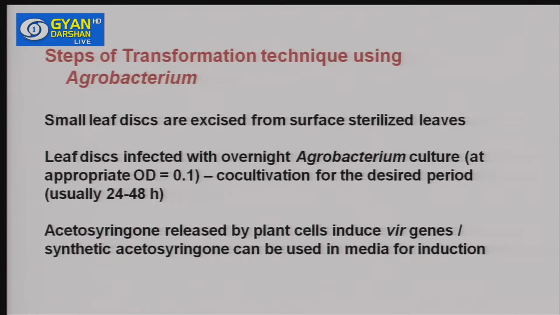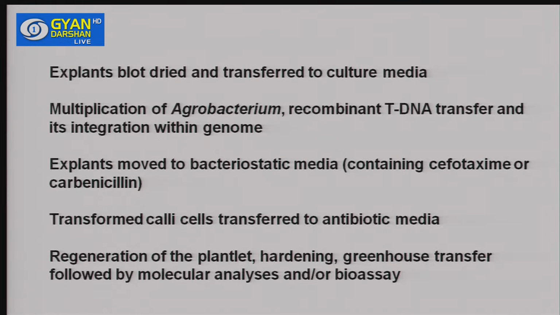Now, when you are doing this transformation in a lab, you surface sterilize a leaf and prepare small leaf discs. You infect the leaf discs with the Agrobacterium culture, grown to a certain OD. If they release acetosyringone, it's fine. Otherwise, you apply acetosyringone in the media. The explants are blot dried and transferred to the culture media. Then there will be multiplication.